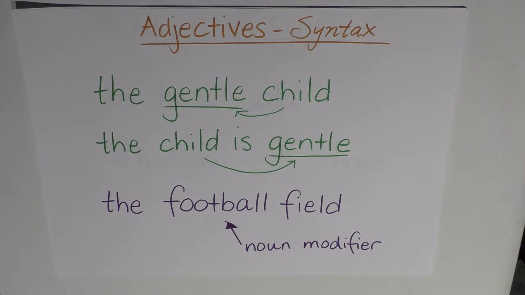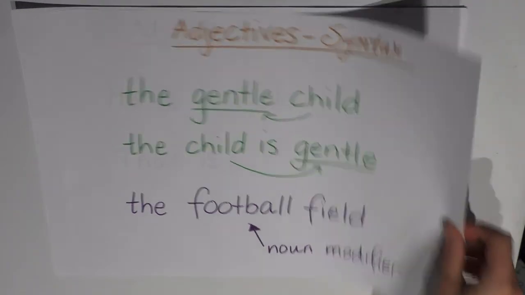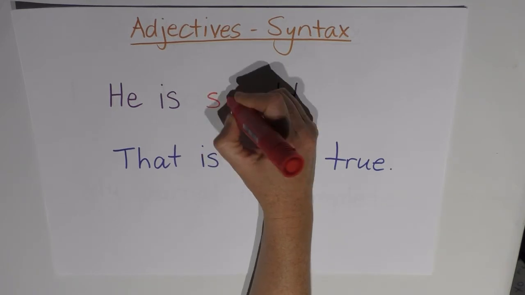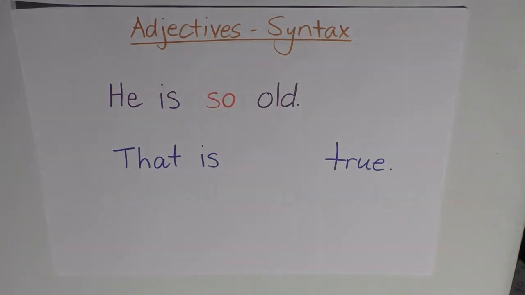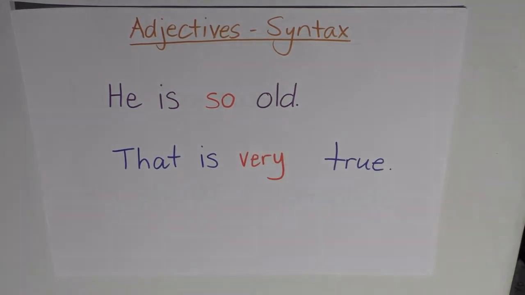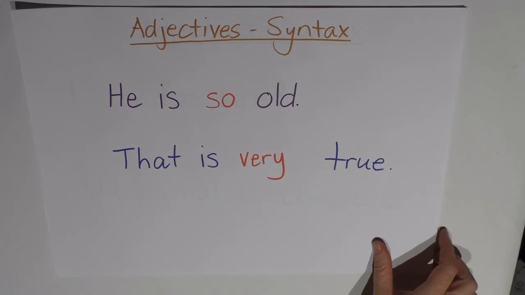So all of this together means that if we based our analysis of adjectives purely on this element of its syntactic behaviour, we would have a very hard time confidently identifying an adjective. Now, our second example of syntactic behaviour is that adjectives can be modified. For example, he is old can be he is so old, or that is true can become that is very true. So these adverbs are modifying the adjectives. That's the second syntactic behaviour that we find in adjectives.